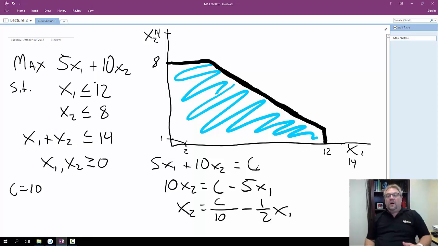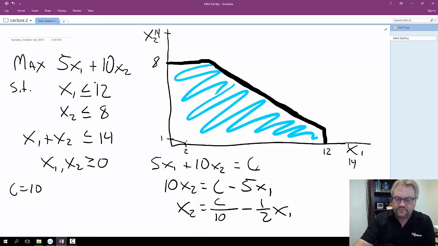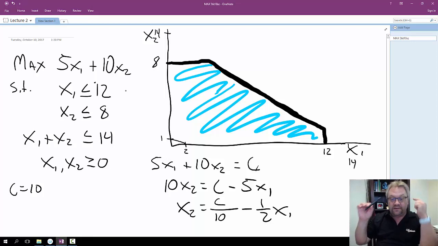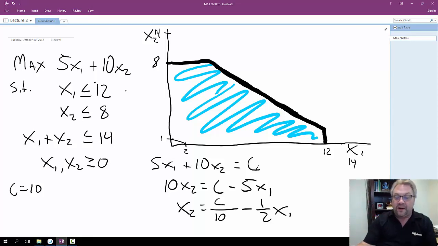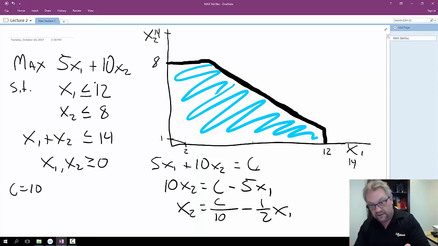There we go. Okay, so that is what my profit line, or my objective function, looks like if I had $10 in profit. Now the reason I want you to be thinking about this is because mentally, let's just keep increasing the profit. So let the profit go to 20. Then I would start at 2 and go to 4. If the profit were 30, I would start at 3 and go to 6.